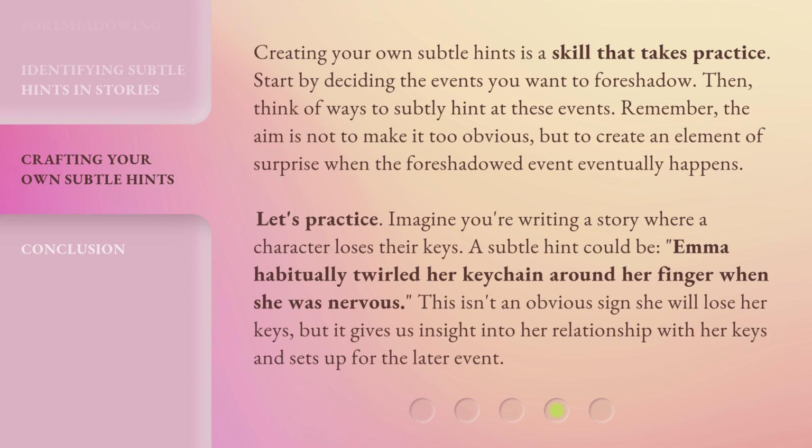Imagine you're writing a story where a character loses their keys. A subtle hint could be, Emma habitually twirled her keychain around her finger when she was nervous. This isn't an obvious sign she will lose her keys, but it gives us insight into her relationship with her keys and sets up for the later event.